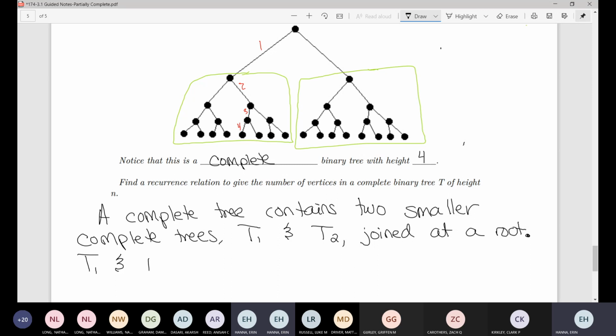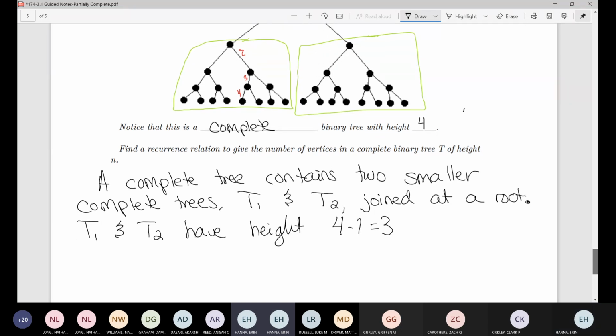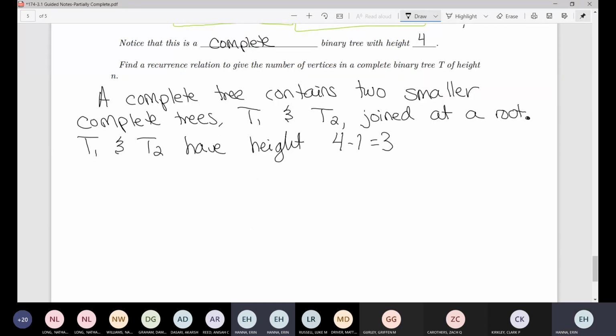That T sub 1 and T sub 2, the two tinier trees, what's their height? Well, they have a height of essentially the original thing minus 1, so they have a height of 3 in this case. Because you're essentially just getting rid of that one edge that connected it to the root. I don't really want to go past that tree, but I kind of have to. This is true in general.